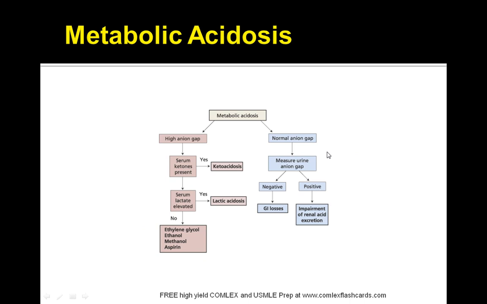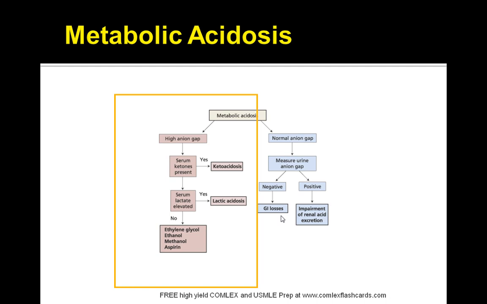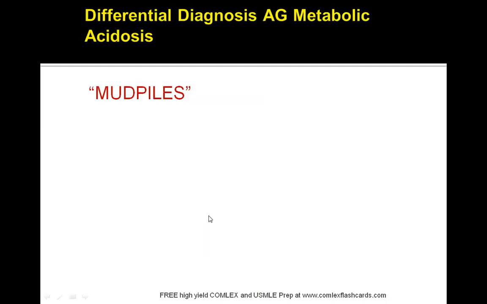For normal anion gap, you want to measure the urine anion gap next. If it's positive, you look at impairment of renal acid excretion, and if it's negative, then you're thinking about GI losses. Understand that these first two steps here are very important before you come to the conclusion here. And immediately in your lab studies, you should order ketones and lactate.